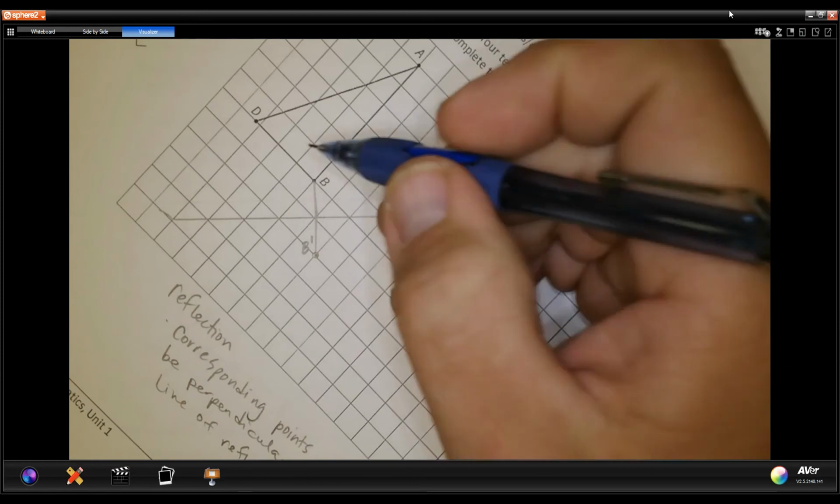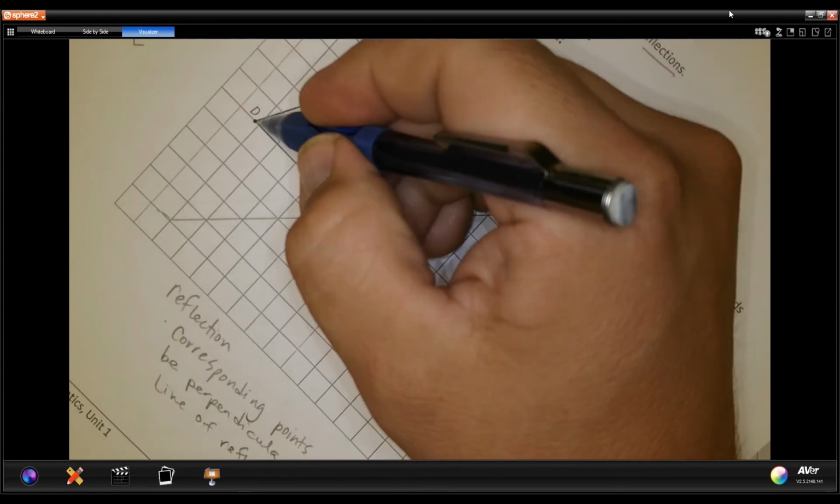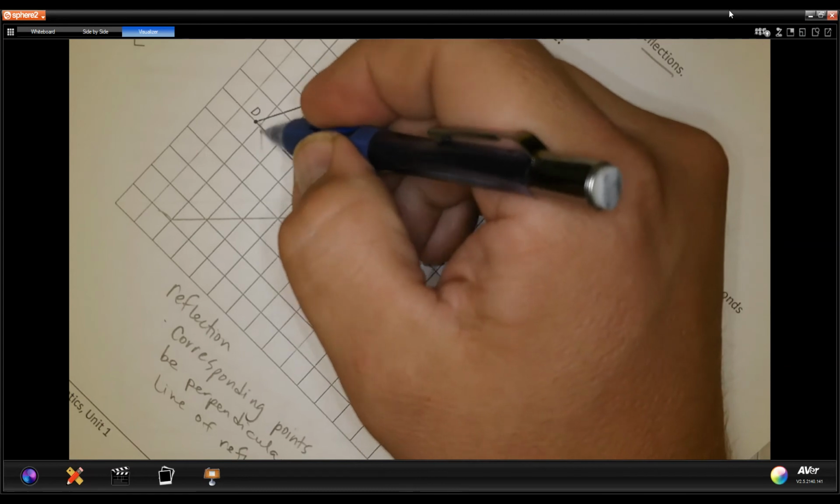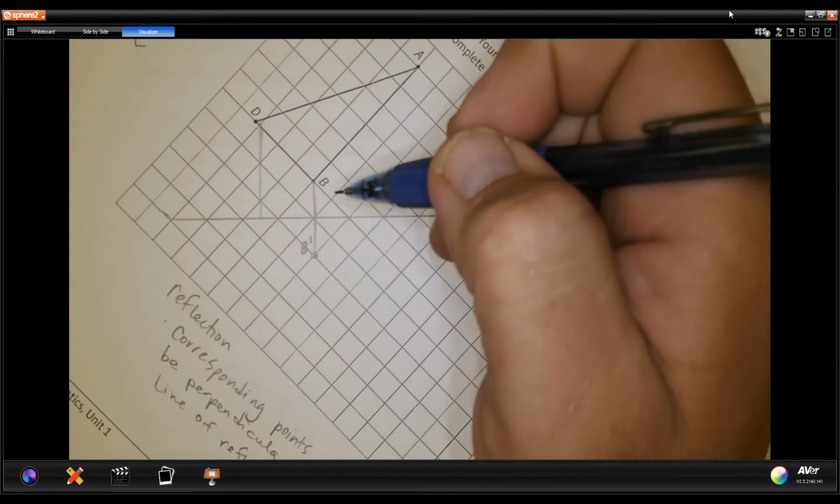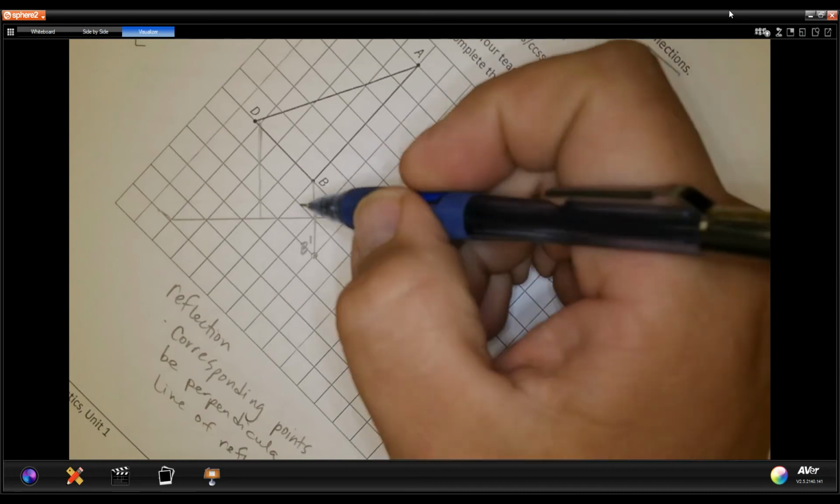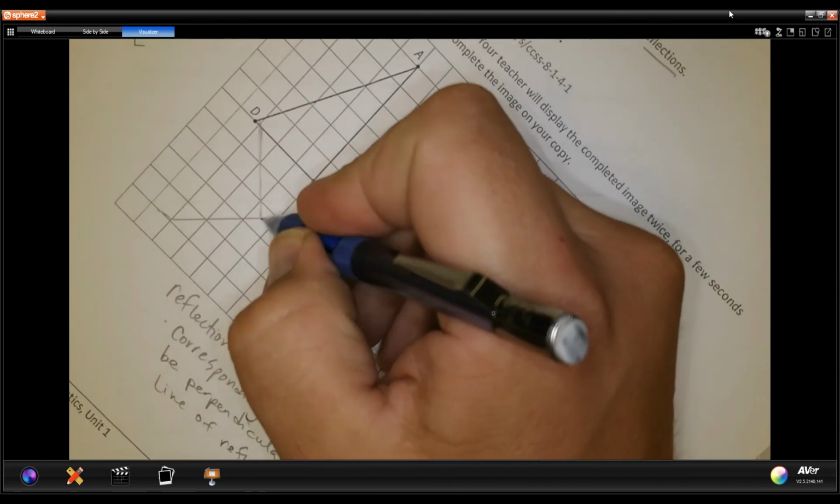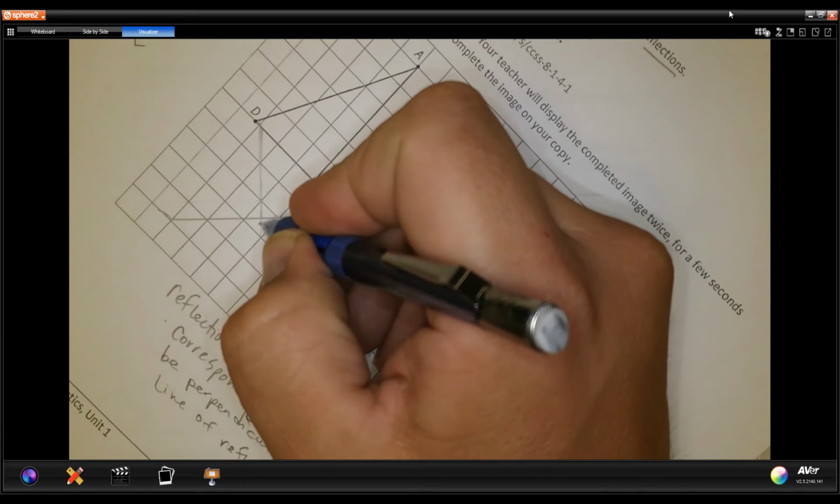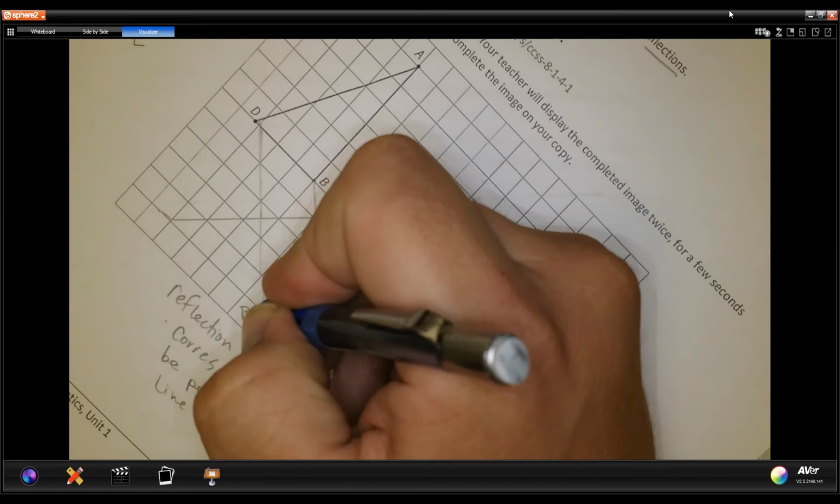I'm going to take a look at letter D. You don't have to draw these lines. I'm just using them for reference. Point D is going to come across. We see that there's 1, 2.5 diagonal units. I say diagonal because they're not the same length as these other vertical and horizontal. And so I'm going to come across another 2.5. There's half, 1.5, 2.5. Here's where D prime will be.